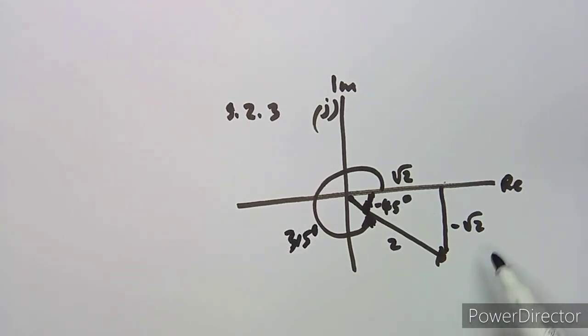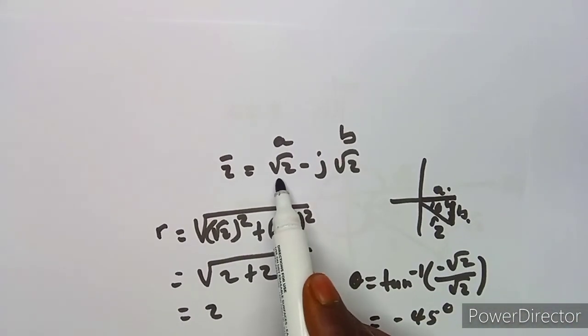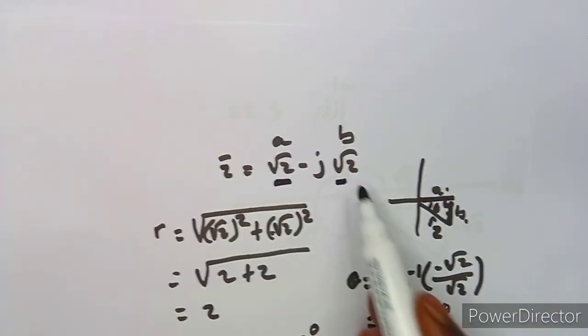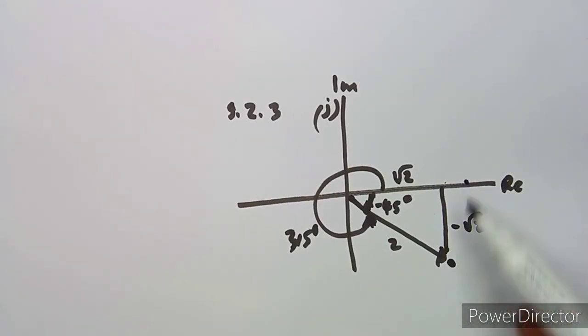That's your Argand diagram. Remember, for an Argand diagram, you need to know the quadrant where it is. Real is positive and imaginary is negative, which is the fourth quadrant. All right, so that's what we just had there.